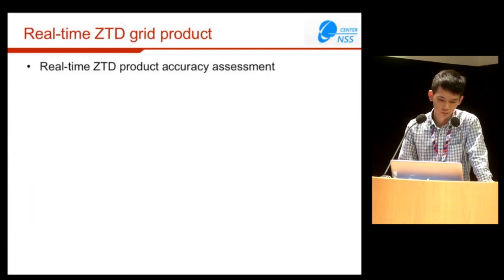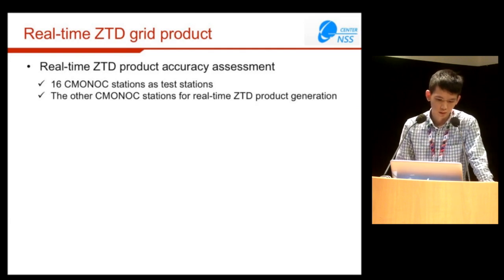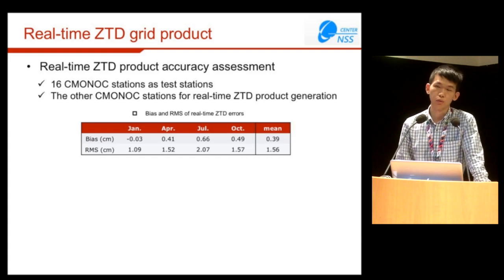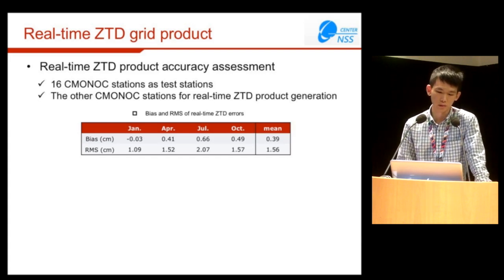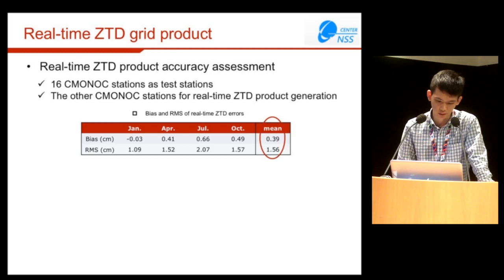So next, we use the 16 CMONOC stations as test stations to assess the ZTD grid product accuracy. And these 16 stations locate in regions with significantly different latitude, longitude, and altitude. This table gives the real-time ZTD errors from the grid product compared to the post-processed final ZTD solutions in 4 months. And we can find the mean RMS of the ZTD is about 1.56 centimeters.